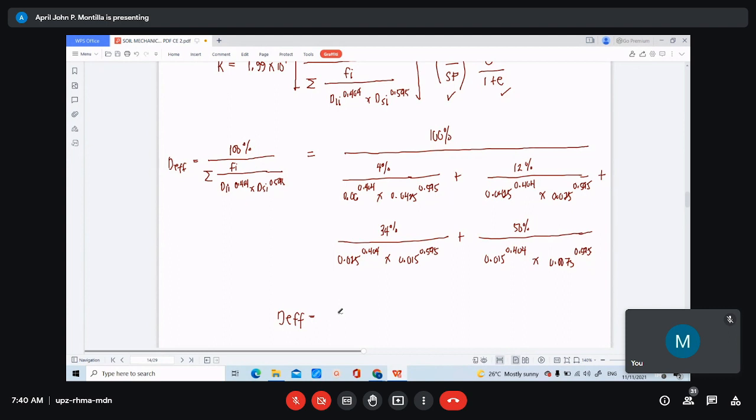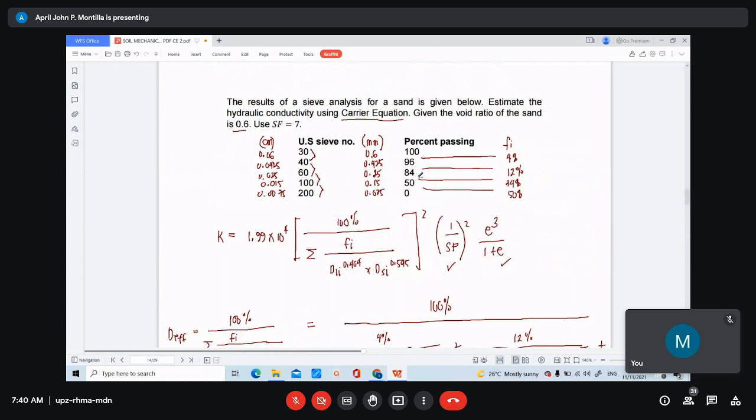That seems wrong. How about the others? Take note, effective grain size, guys. When we say effective grain size, it is the diameter of particles corresponding to 10% passing. Look at our data: 50% and 0%. So the 10% is between 50 and 0, so the answer we compute should be between 0.015 and 0.0075.